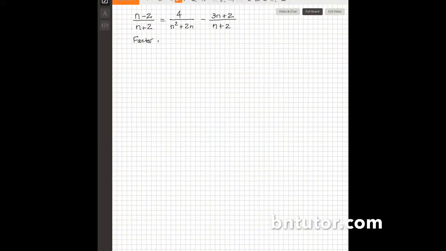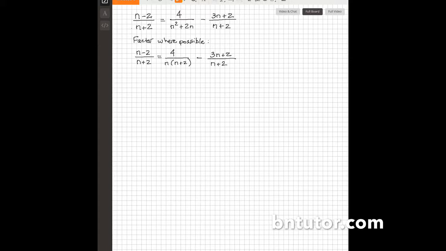We begin by factoring all of the denominators wherever possible. In this problem, only the second fraction has a denominator that can be factored. There's a greatest common factor of n, so we have n plus 2 left over.